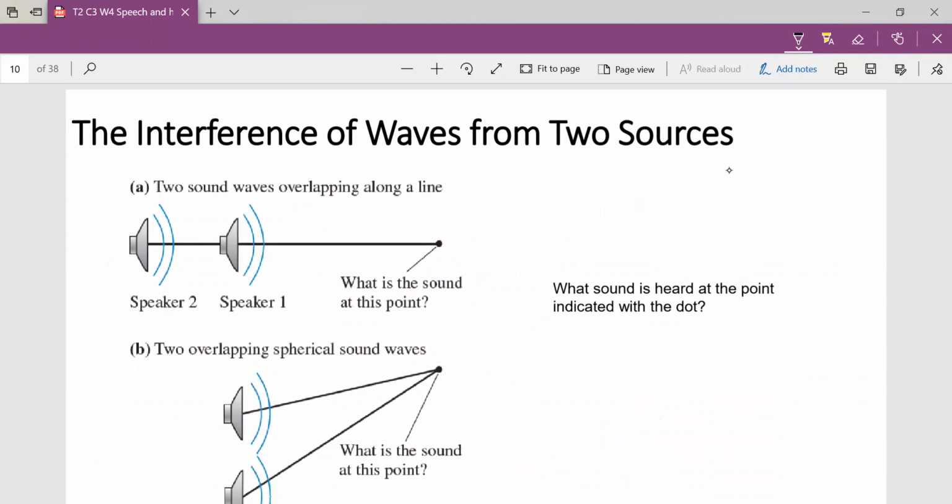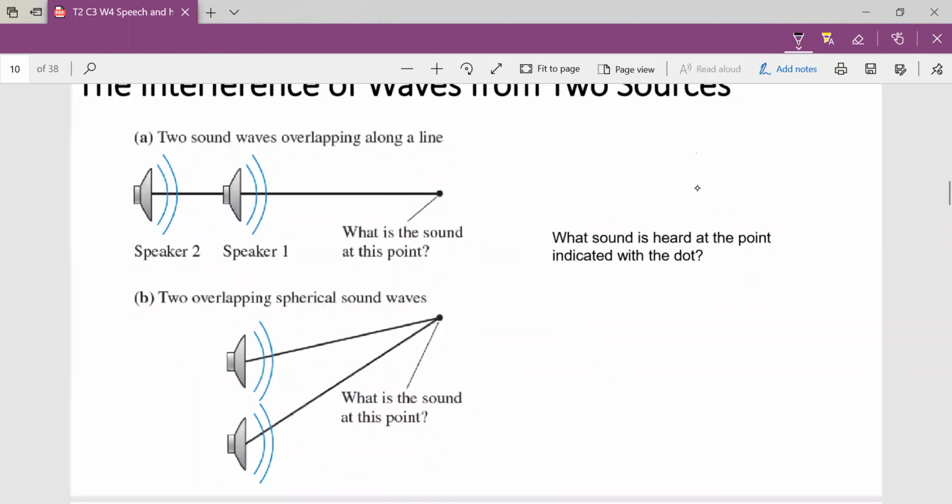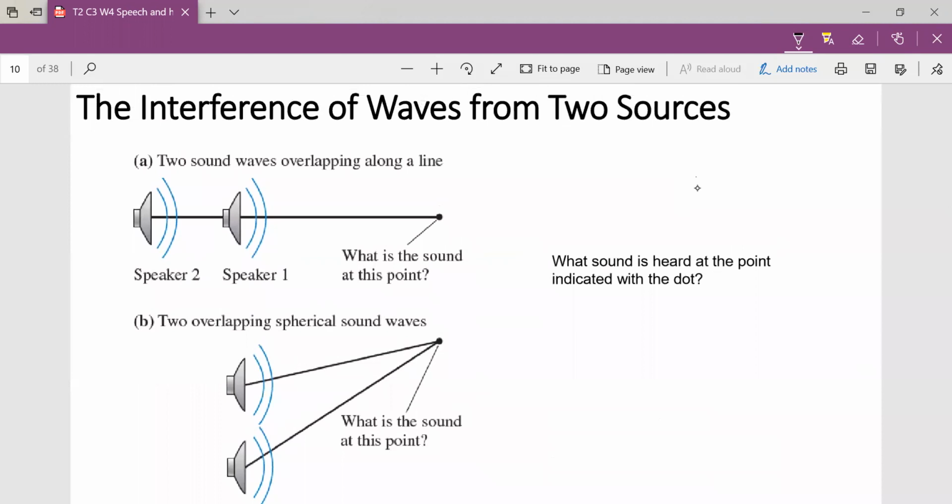Okay, so we'll proceed to the next, which is a continuation of how we hear and make sounds, speech and hearing, remember. So we're talking about interference of waves from two sources. We looked at interference before, so we are not meeting the term for the first time. We saw interference the first time when we discussed superposition of waves, right? We saw the constructive and destructive interference. We'll be seeing that again as we explain how we hear sound from two different sources. So we want to look at the interference of waves from two sources and how you can hear them.